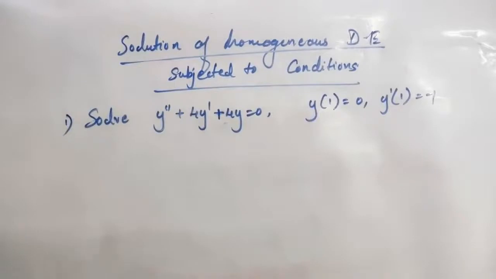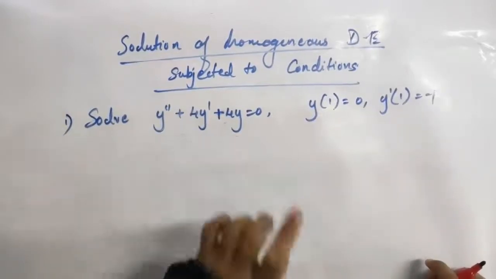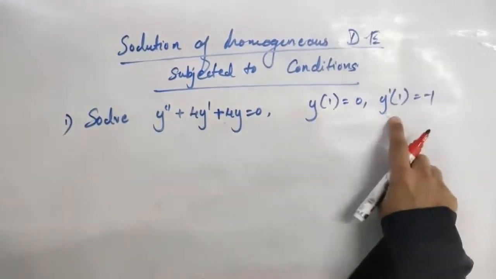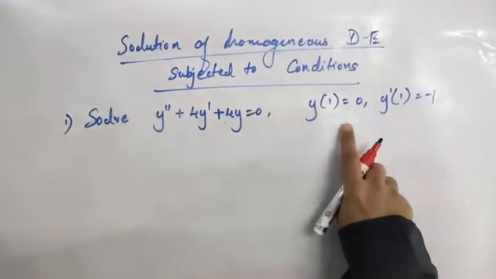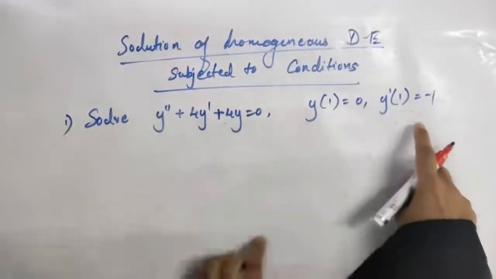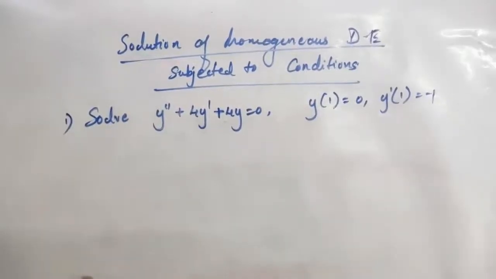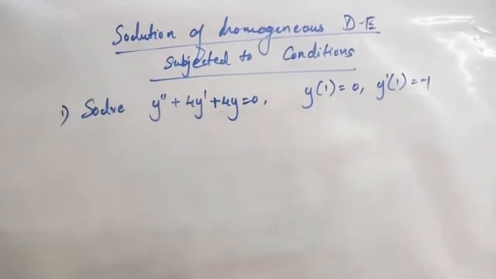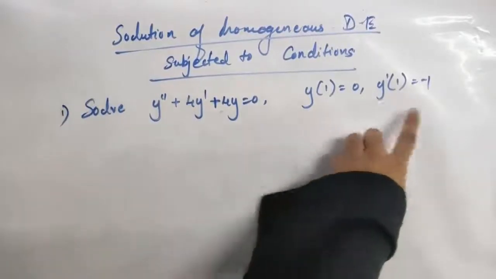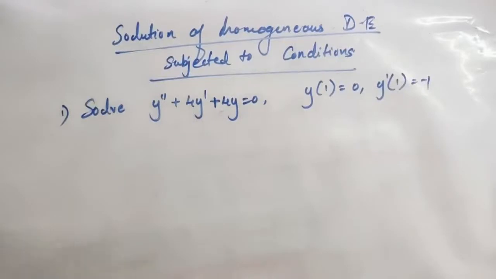Now there will be a homogeneous differential equation like this, along with conditions which the solution of this differential equation satisfies. So you have to work for the solution of this equation. It is the same as what we have done before, until you write your yc. After that, you have to use these values given to you and work for the constants c1 and c2. I'll show you how to do that.